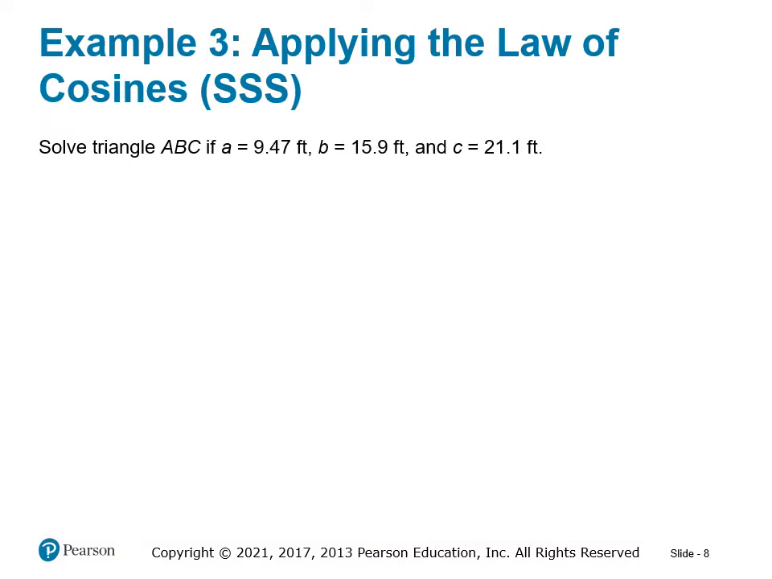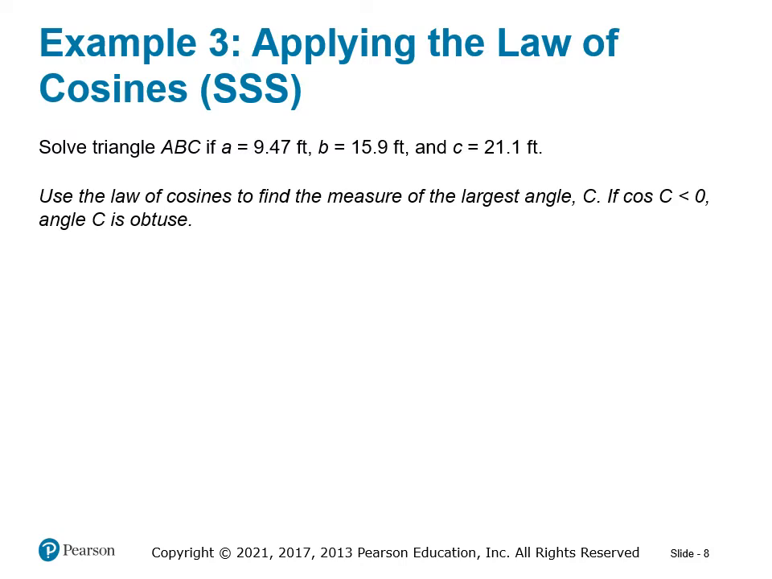All right, now let's look at a different case. Let's apply the law of cosines to a side-side-side. Solve triangle A if A equals 9.47, B equals 15.9, and C equals 21.1. Well, again, we can use the law of cosines to find our first angle. We can use any of them.